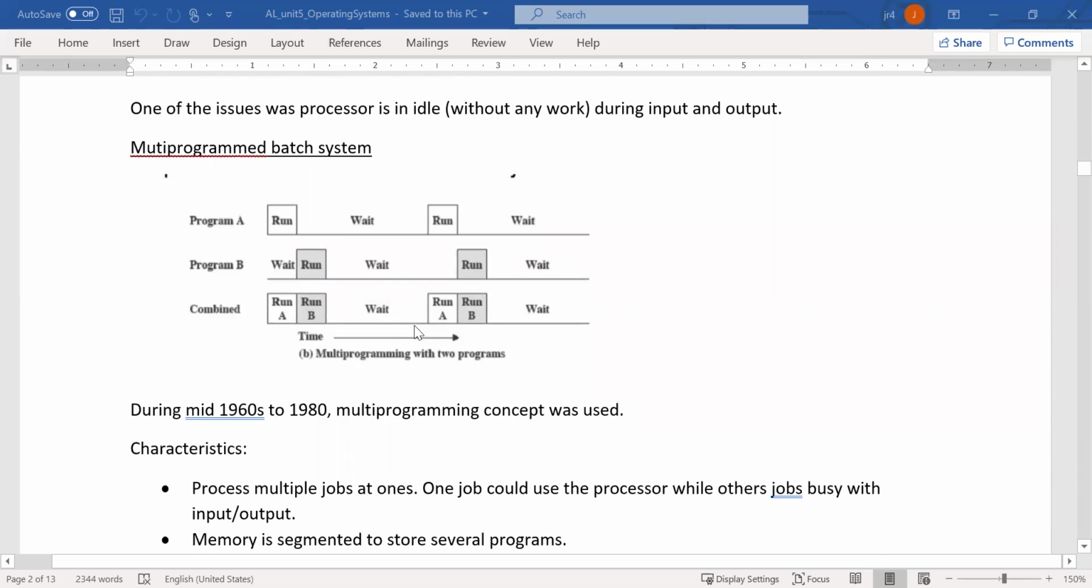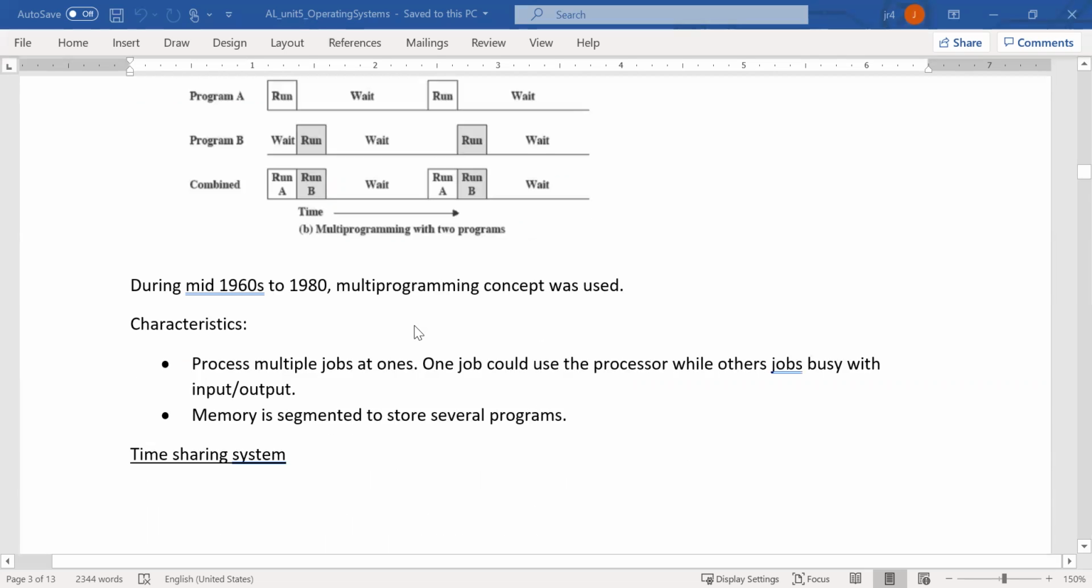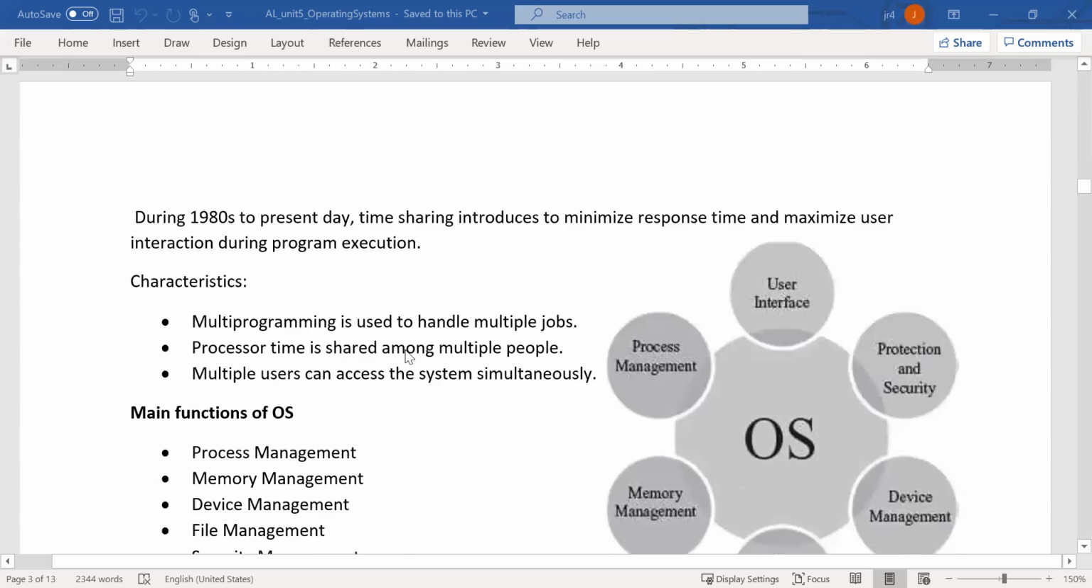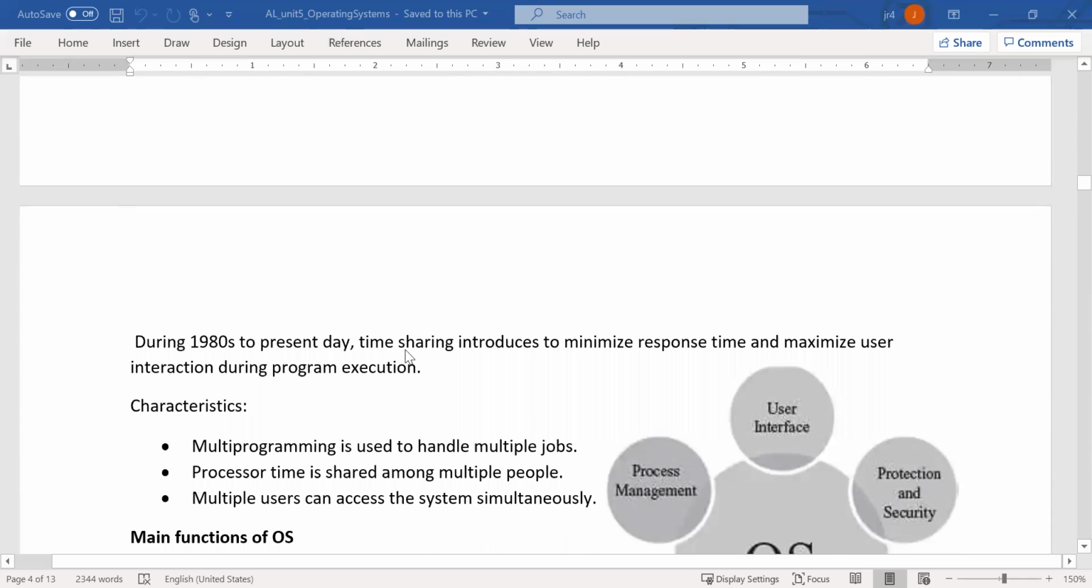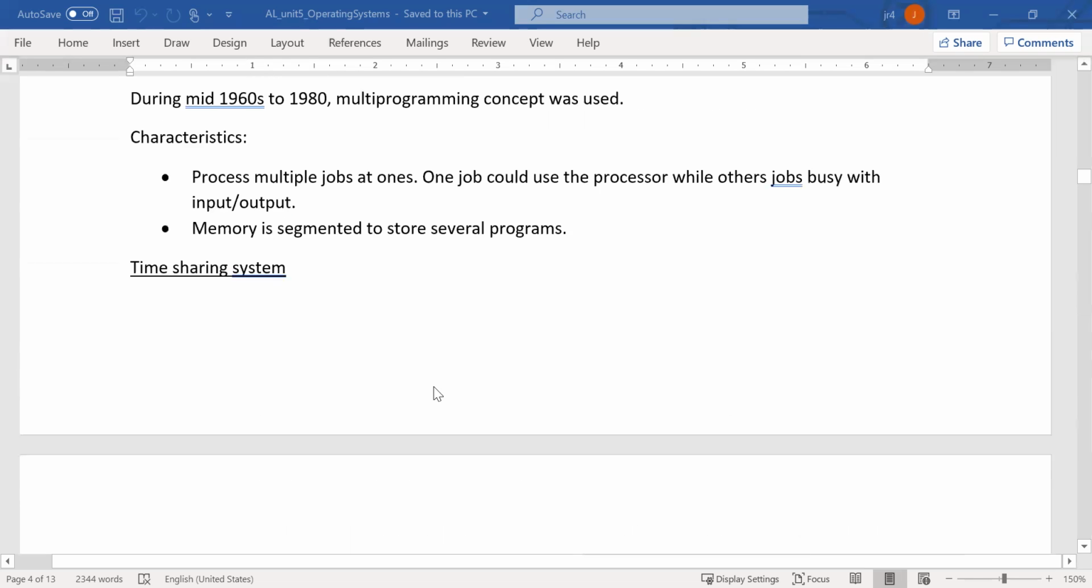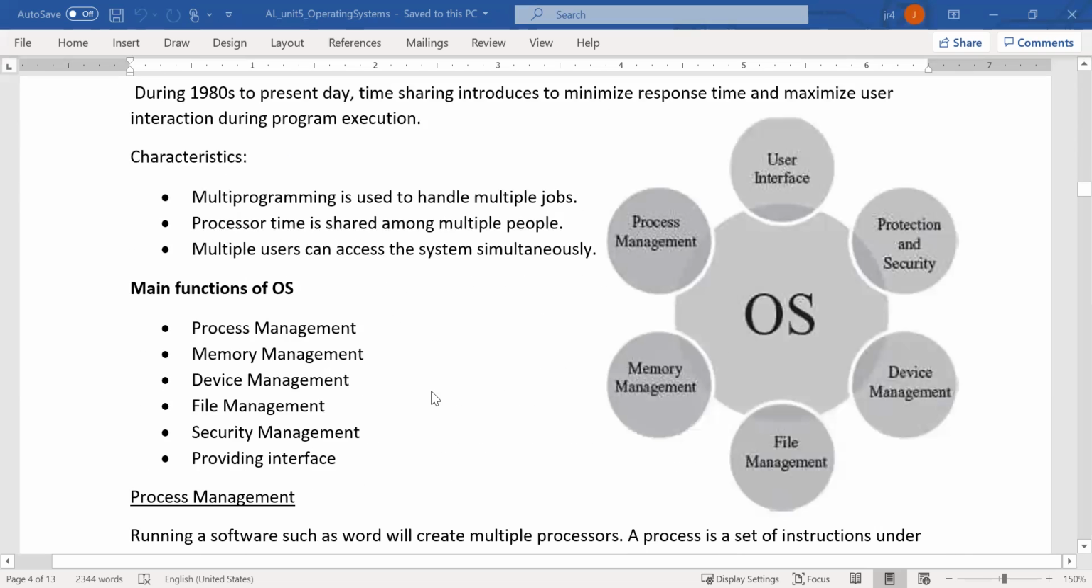In multi-programming batch systems, what we discussed is, whenever a program runs and during its wait time, another program starts running, and that actually makes use of the idle time and improves the execution. Time sharing went further on. So basically it uses multiple jobs and the processor time is shared, right? By doing this, multiple users can access the operating system.